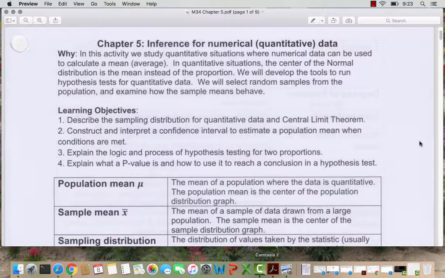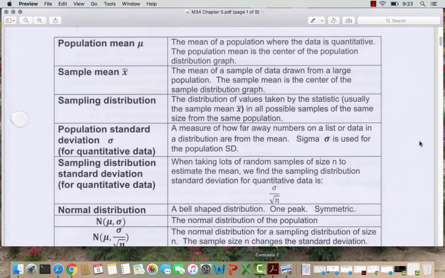Pause the video and read the learning objectives and vocabulary if you have not already.